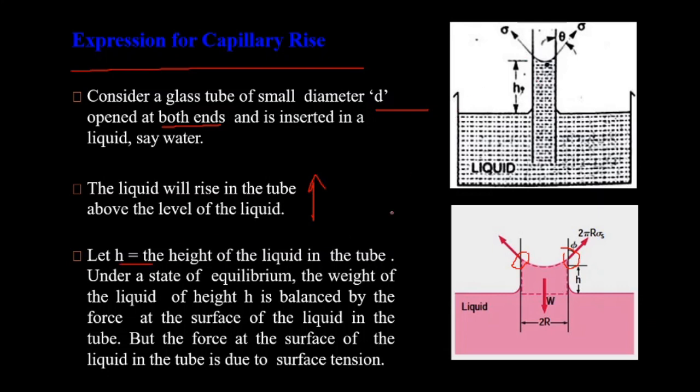Let h be the height of the liquid in the tube, under a state of equilibrium. Okay, this was about the figure. Now under the equilibrium condition, the weight of the liquid of height h is balanced by the force. It should be balanced, right, to be stable or to remain in equilibrium. So it should be balanced by the force at the surface of the liquid in the tube.